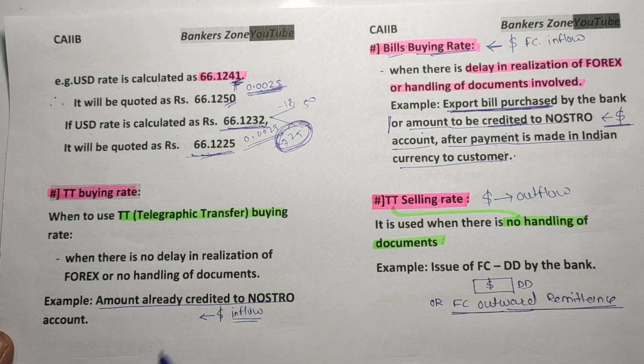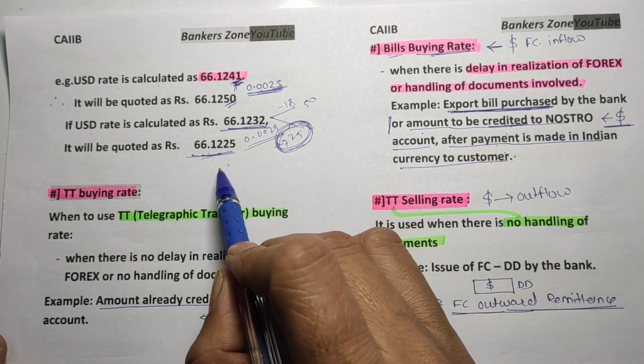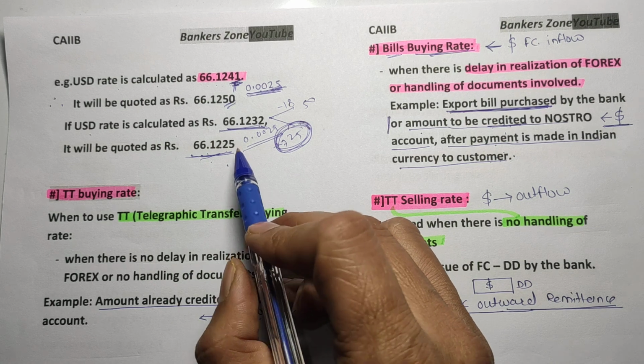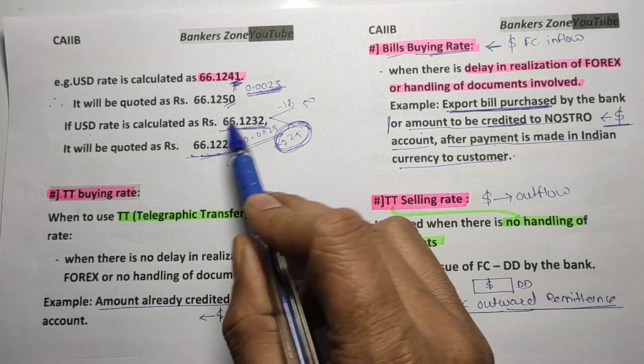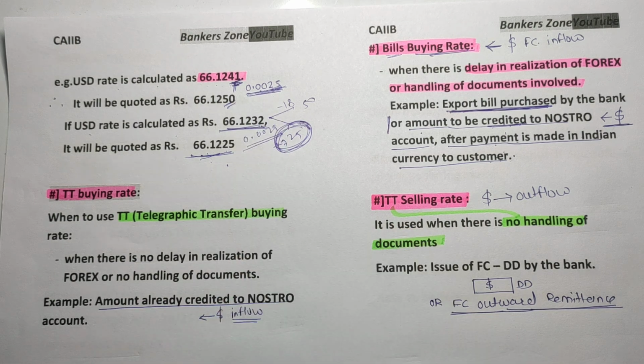So friends, I think it is very much clear to you. If you have any doubt, you can comment. So I think it is very much clear to you, right? You have to remember how to do the rounding off. It should be done using 0.0025.